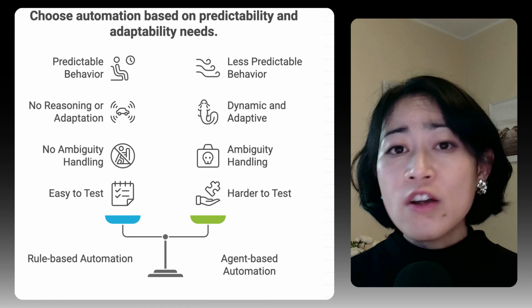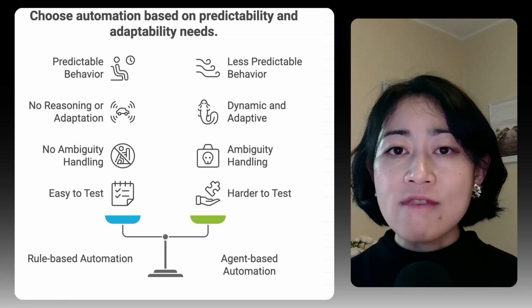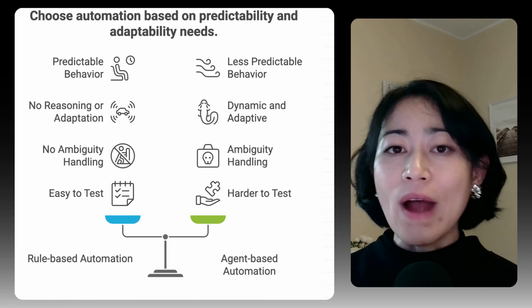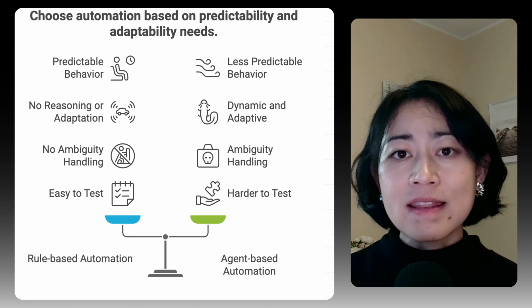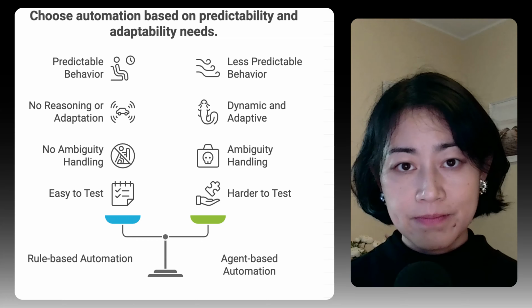However, when you are not able to imagine all the possible situations, and you still have some overall principle to solve the problem, then try an AI agent. It will adapt and use reasoning to handle ambiguous tasks.